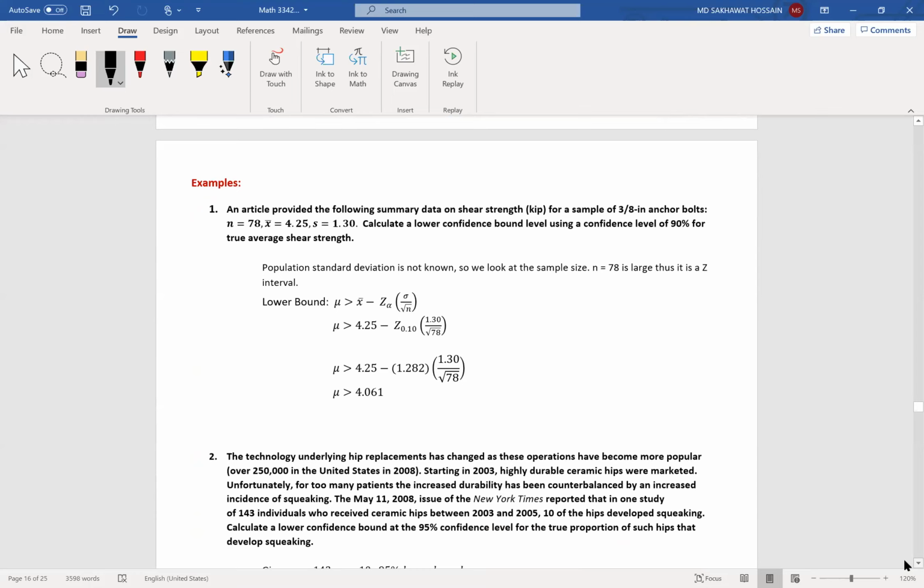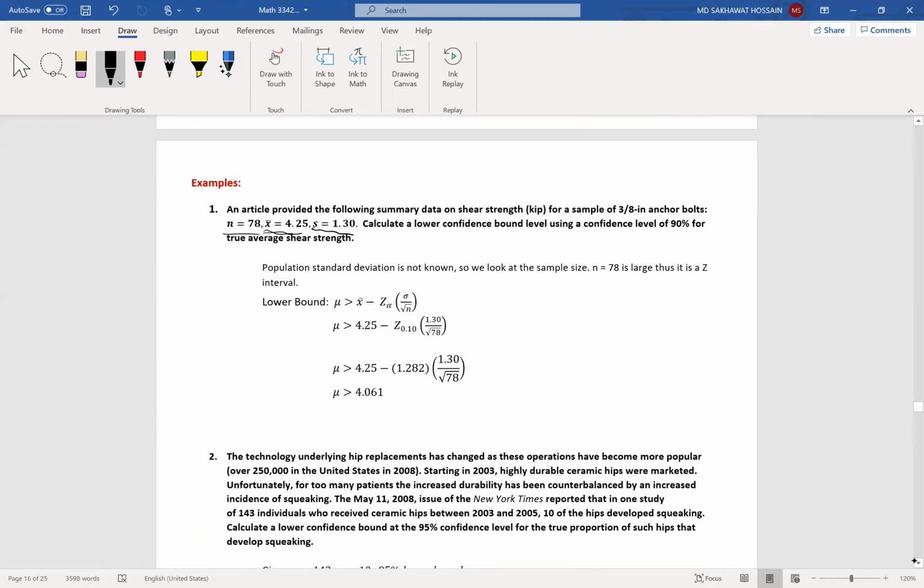So now we'll go over an example. An article provided the following summary data on shear strength for a sample of 3/8 inch anchor bolts. The sample size n is 78, the sample mean x bar is 4.25, and the sample standard deviation is 1.330.